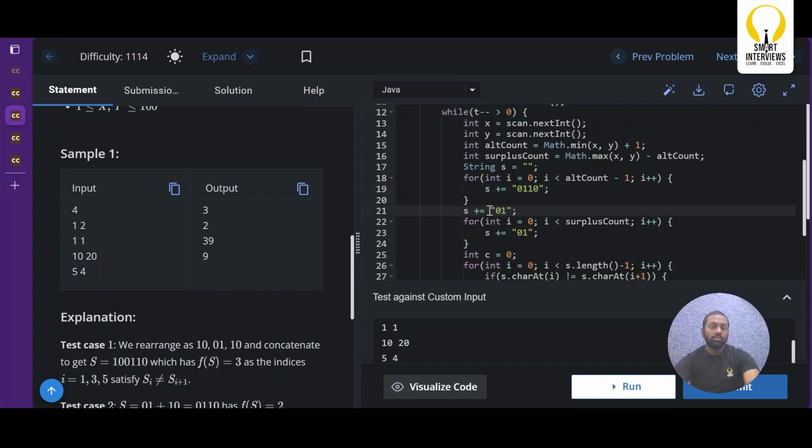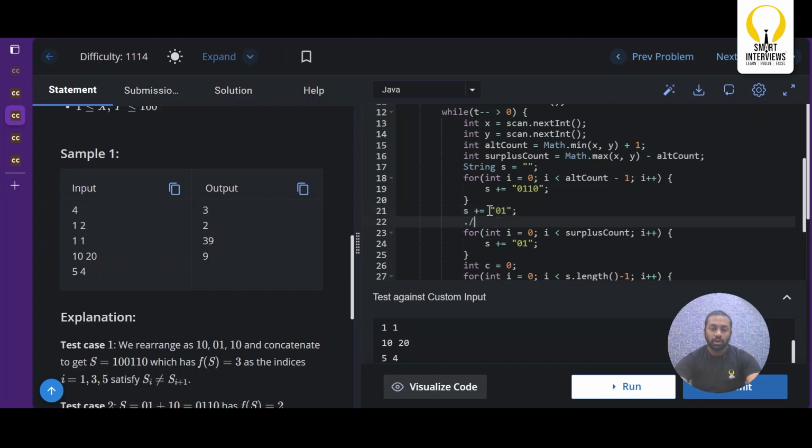So should I be doing it by default? Because of this append at last, what happened? My string became 0 1 1 0 0. And here what is the answer? 0 1 is one pair, 1 0 is one pair, 0 1 is one pair. But then actually I can have only two pairs over here. So ultimately, where am I going wrong?